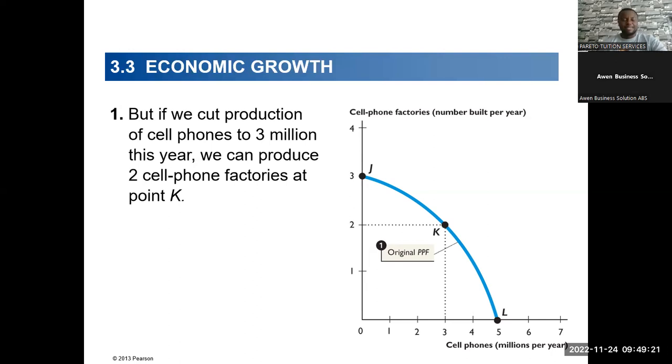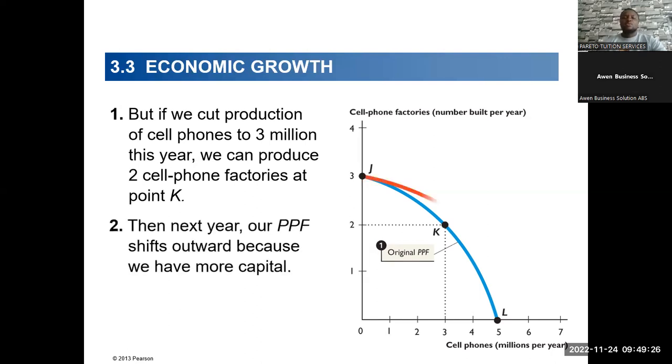Okay, so what is happening now? Producing 2 units of cell phone factories means that we have increased our stock of capital goods. And it's capital goods that help us to actually produce more goods. If you want your PPF to expand, you need more capital goods. So if in the current year this is our PPF, we are no longer producing 5 units of cell phones. We've reduced it, and as a result, we are producing 2 units of what? Cell phone factories, that tend to the capital goods. So in the following year, you see that the PPF will shift outwards.